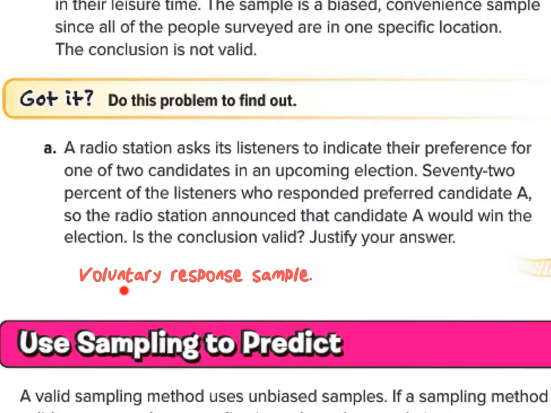Maybe, depending on the time of the day, the radio show was around 1 o'clock in the afternoon when everyone's working, and maybe only the retired people or stay-at-home mothers or fathers were the ones that volunteered to answer. So is this a bias or unbiased? Because it's a volunteer response answer, it is a biased response. It is biased. You can't really determine what a population would like based on this.